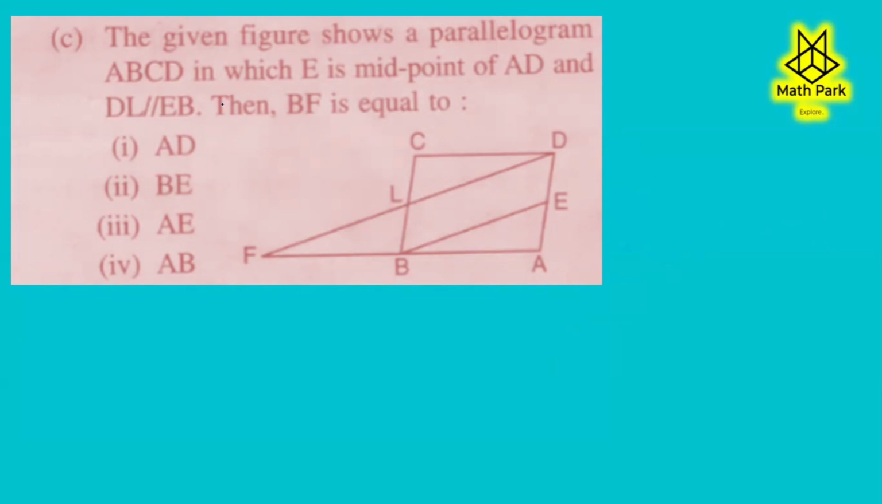the given figure shows a parallelogram ABCD in which E is the midpoint of AD and DL is parallel to EB. Then BF is equal to what? By the converse of the midpoint theorem, a line drawn from the midpoint of one side and parallel to the second bisects the third. That is how we get this part. So we get AB is equal to BF. Got it? So BF is equal to AB. The fourth option is the correct option.